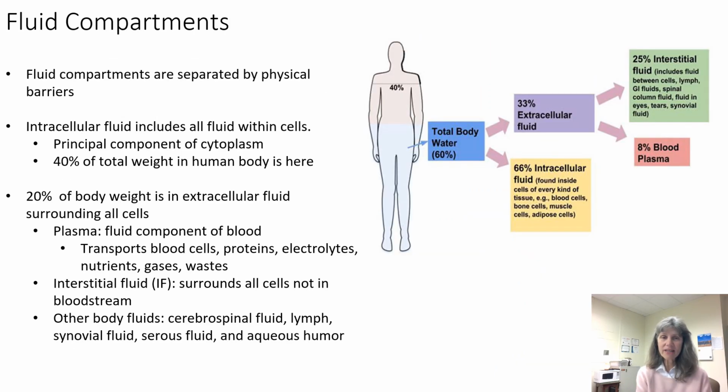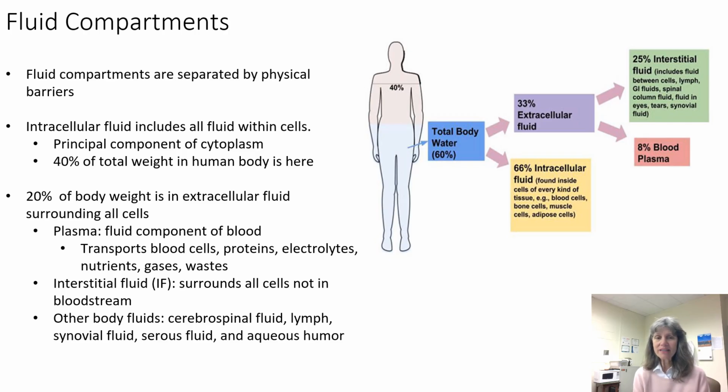The fluid within our body is compartmentalized by physical barriers. Approximately 40% of our total body weight is made up of what we refer to as intracellular fluid. Intra means within. That's the fluid within the cells and makes up the main component of cytoplasm.